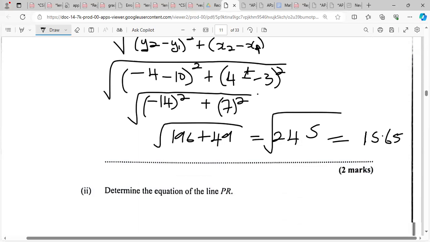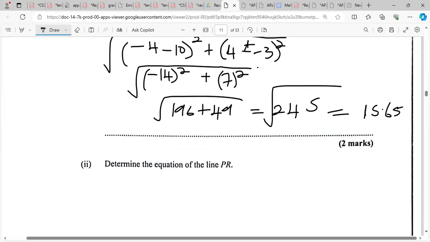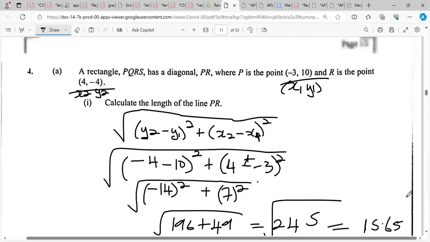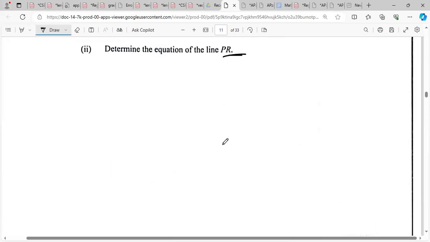Now, determine the equation of the line for PR. To find it we need the gradient. From the gradient we can get the y-intercept. So the gradient is y2 minus y1 over x2 minus x1.